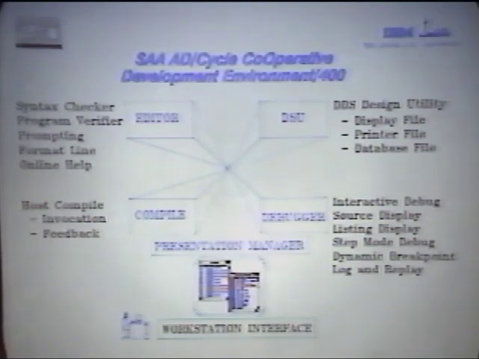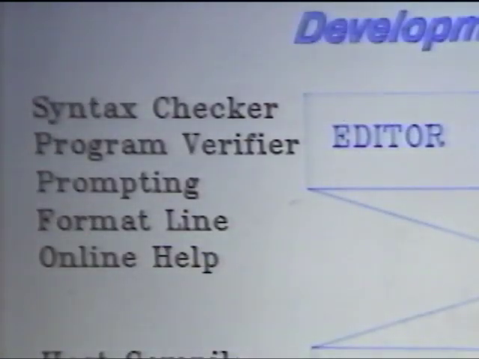Let's start with the editor. This is a language-sensitive editor, and we are delivering capabilities like a local syntax checker and a local program verifier. The local syntax checker and program verifier execute locally on the PS2 workstation and will check out the program on the workstation so that by the time we finish checking the program, we are pretty well guaranteed a good, clean compile the very first time we send it down to the AS400 host to compile.